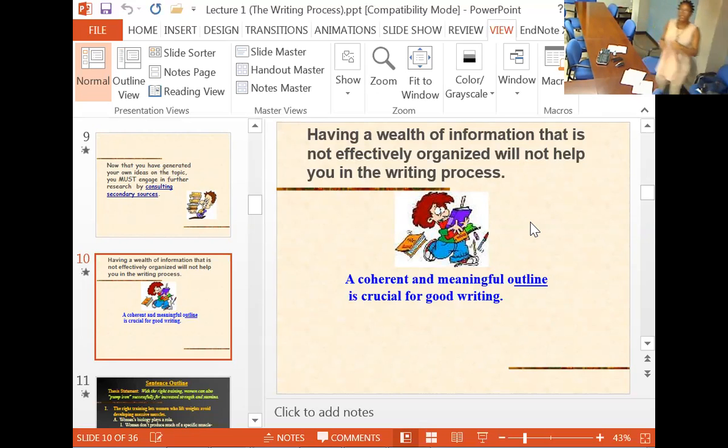We want to help the students understand that there should always be flexibility with an outline. It's not a hard and fast rule. Once they put it down, it's not carved in stone. The idea is that an outline will help them organize concepts. This is where I'm going to begin. Then I'm going to move to this next idea. Then I'm going to move on to that, and on to that.